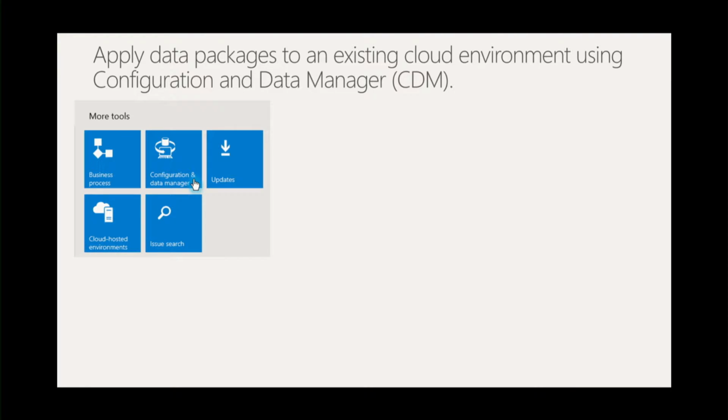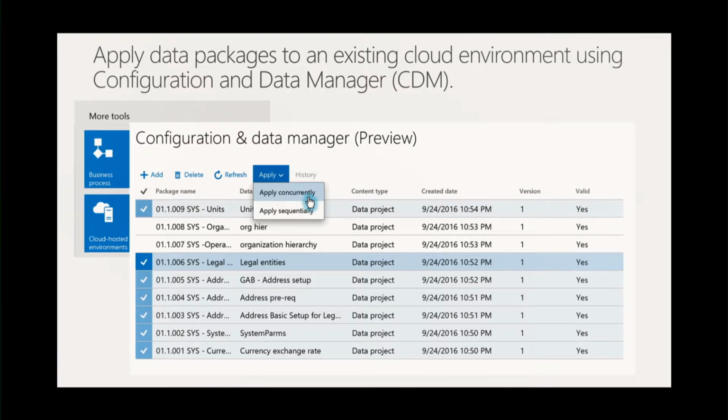From the LCS main page, you'll click on Configuration and Data Manager. It opens the tool. You have the choice to select one package and apply it, but in most cases, you will select more than one package. And once you select more than one package and click the Apply button, you can apply concurrently or sequentially. Concurrently is faster, but it will fail if you have dependent packages. So basically, it's up to you to know your data, to know your configuration, and decide what to do there.